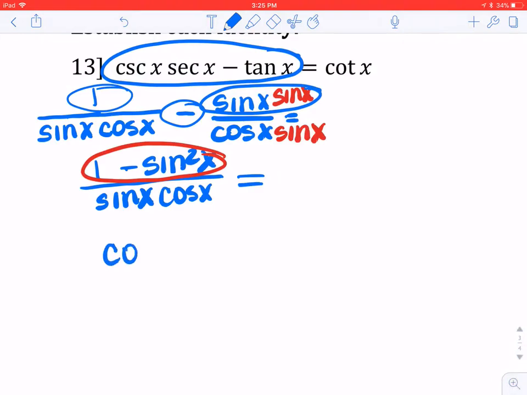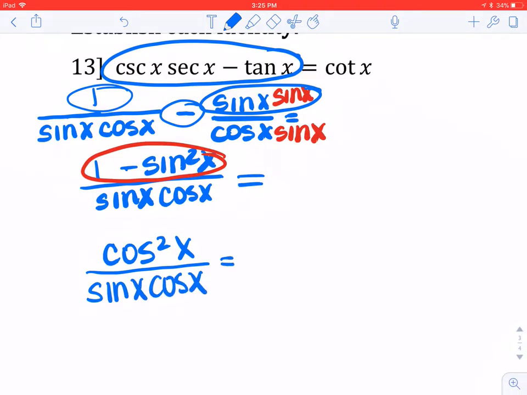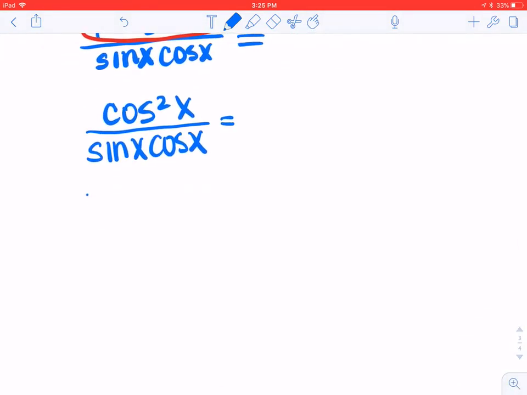So now I have cosine squared of x over sine of x times cosine of x. All right, if I'm stuck right now, I can look at what I'm trying to get. I'm trying to get cotangent, which is cosine over sine. If you notice, I have a cosine in my numerator. I actually have 2 of them, and I have a sine in my denominator. So it's there. I just have to get rid of the cosine in my numerator and the cosine in my denominator. So if you want to write it out as 2 separate cosines, you can.